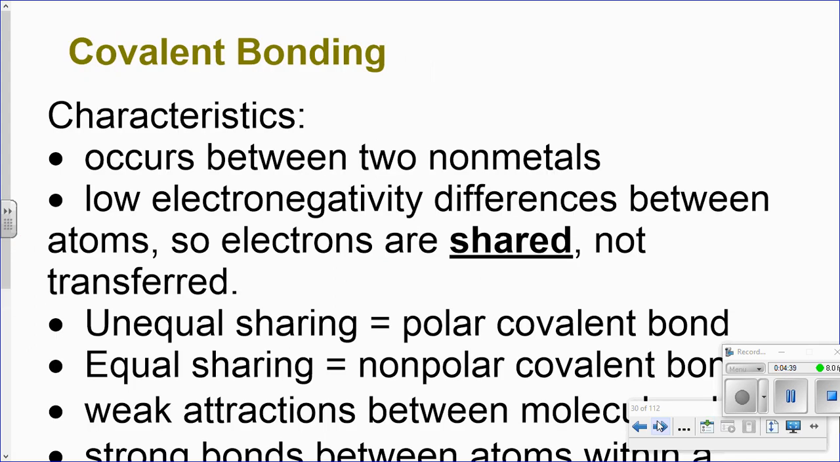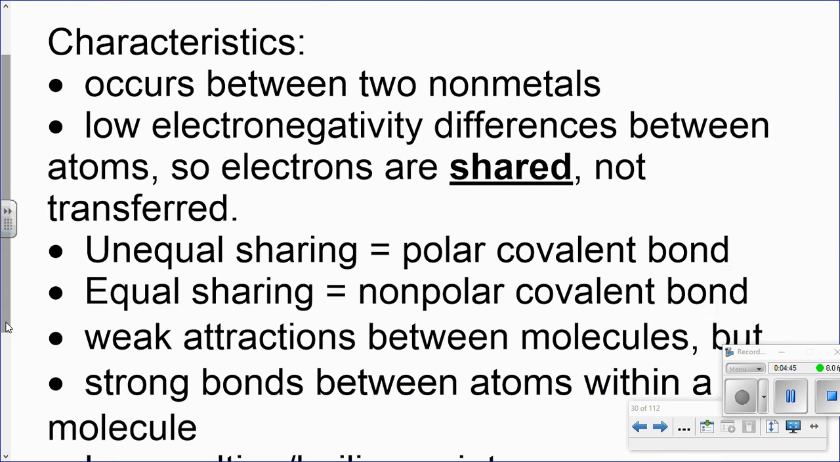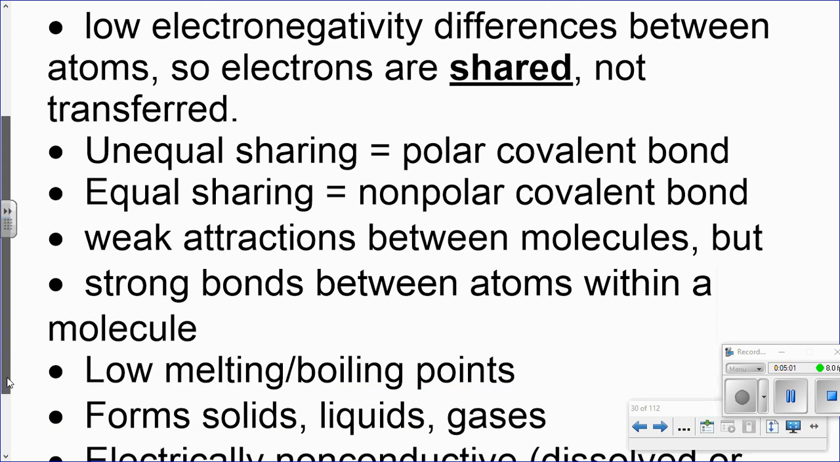The characteristics of covalent bonds: they do occur between two nonmetals. The electronegativity differences are very close, if not identical. So electrons are shared. They're not transferred like they would be transferred in ionic bonds. If we have something that's unequally shared, we call that a polar covalent bond. If the electrons are equally shared, we call it a nonpolar covalent bond.